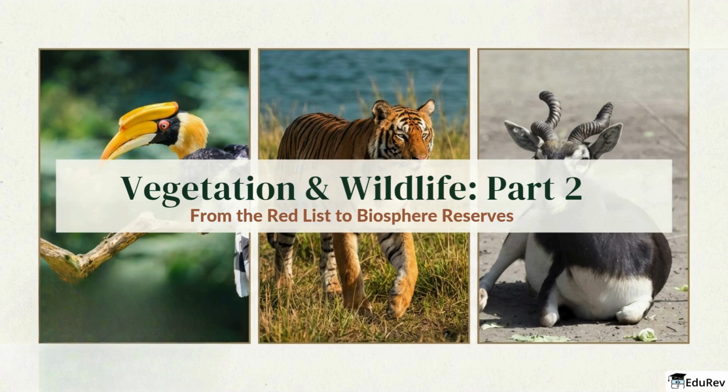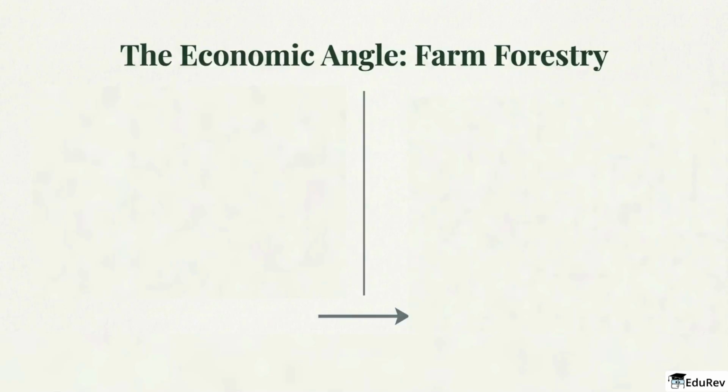Let's move into Vegetation and Wildlife, Part 2. And this part matters because the chapter now shifts from just knowing ecosystems to understanding protection. Most students treat this as a memory chapter. That is a mistake. This is really a classification chapter. If your categories are clean, the questions become easy. Let's begin with the economic angle.